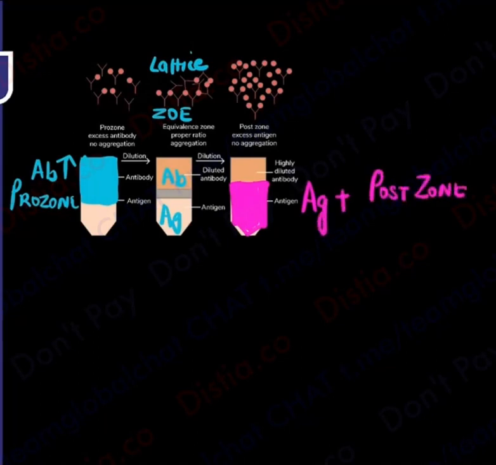Prozone and postzone, which is which? So look, pro sounds earlier, post sounds later. Of antibody and antigen, B comes earlier and G comes later. Okay? So when antibody is in excess, it is a prozone phenomenon. When antigen is in excess, it is a postzone phenomenon. Go in alphabetical order. This concept was known as Marek's hypothesis.